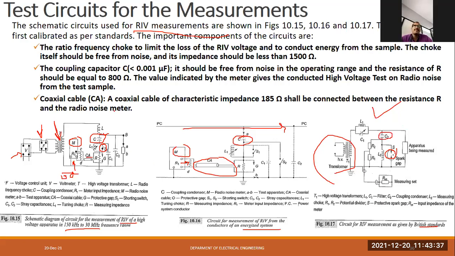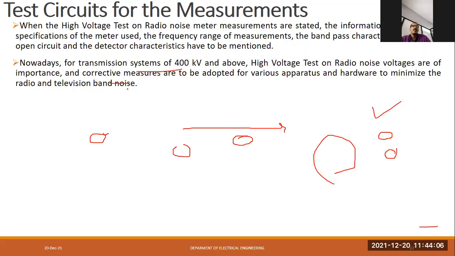These coupling capacitors have a rating of 0.001 microfarad, so they should be free from noise and have the operating range. The resistors that are connected, that R should be equal to 800 ohm. Whatever value is indicated by the meter should be a conductor between the high voltage test and the radio noise. Such things we understood are used for measurement purposes.